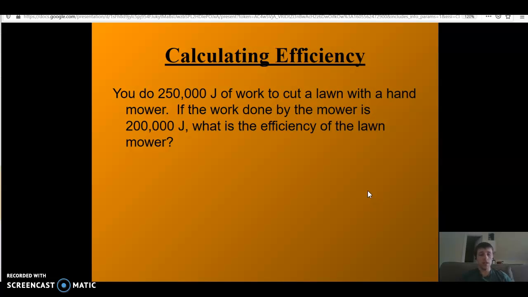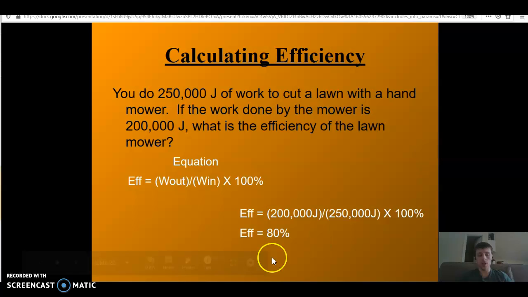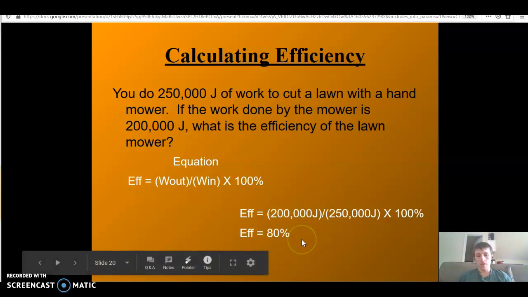Let's take a look at another example. Let's say you do 250 joules of work and your mower does 200 joules on the lawn. How much efficiency do you have? Well, 80%. Straightforward, I hope. Nothing too crazy. You're going to be dividing the smaller number by the larger number every time here. If for whatever reason your machine is giving more work out than you're putting in, it's a magical machine and it should not exist.